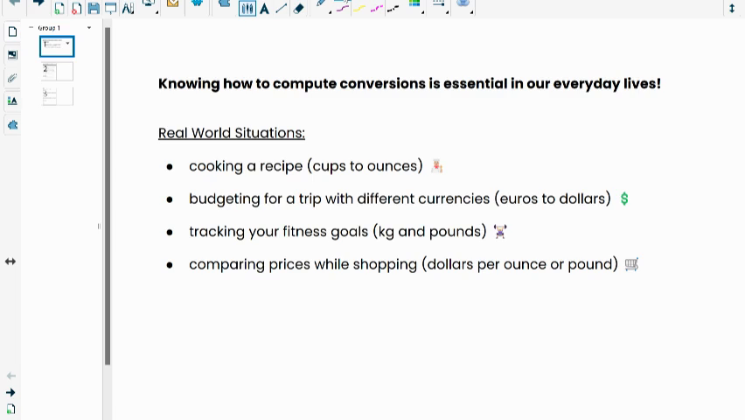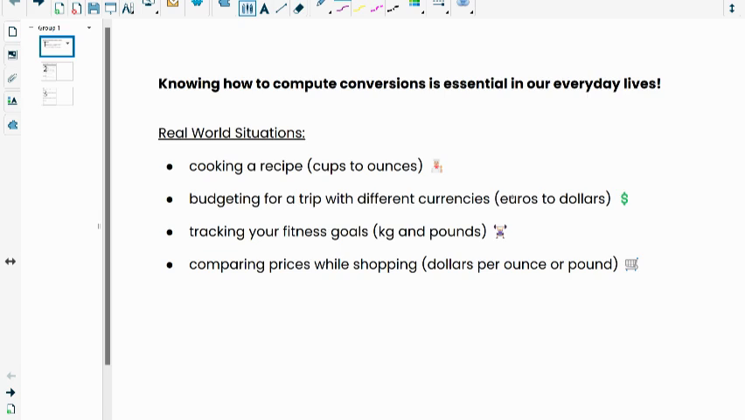Some real world situations where we may see conversions: cooking a recipe. You may have a recipe that needs 2 cups of butter. But butter comes in sticks for the most part, unless you buy the tub of butter, obviously. If you're buying butter to bake, you're going to buy the sticks of butter, and those don't tell you how many cups they are. They tell you how many ounces. So you might have to convert your cups to ounces when you're baking.